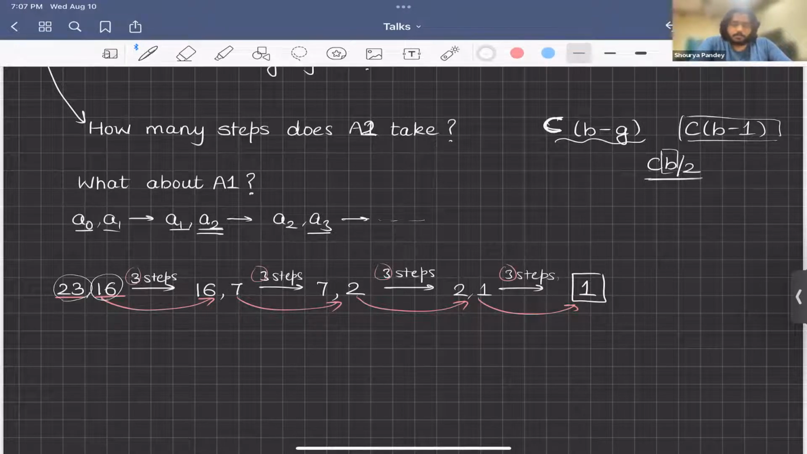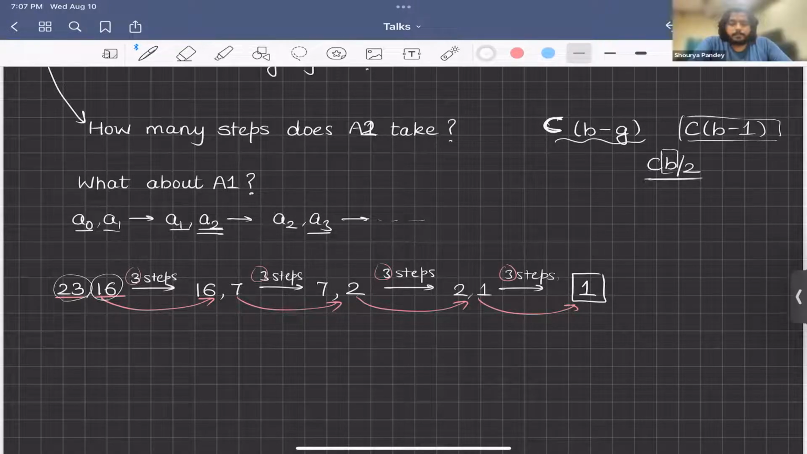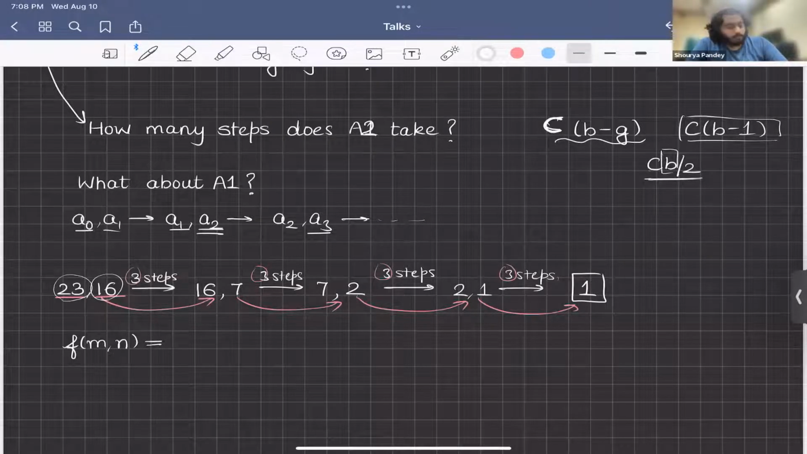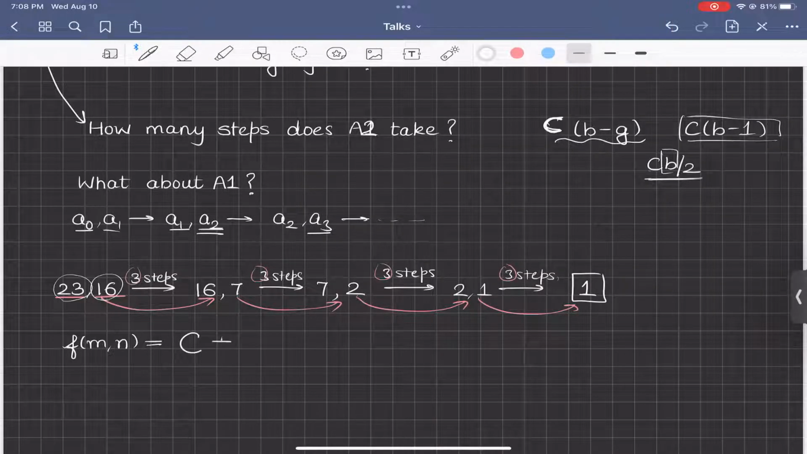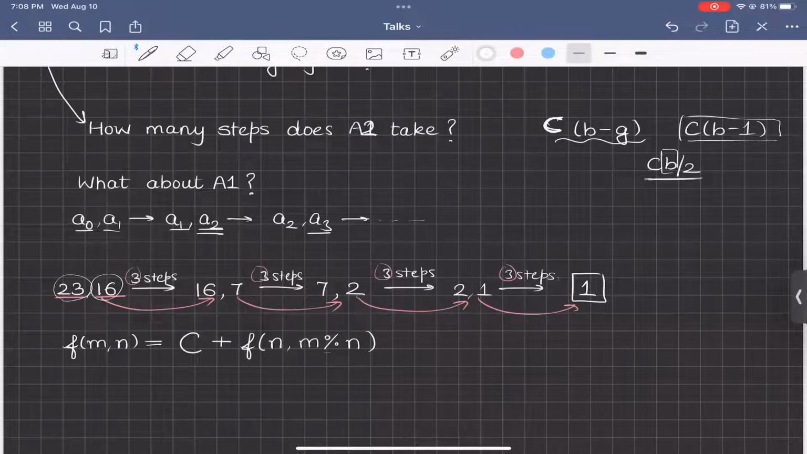I'm not sure about this proof, but let's say f of m comma n is the number of moves it takes. So you have f of m comma n equals f of m minus kn comma n plus k, assuming m minus kn is positive. So less than n or whatever. So this is the remainder. I'll use this symbol for the remainder. So this is true, right?